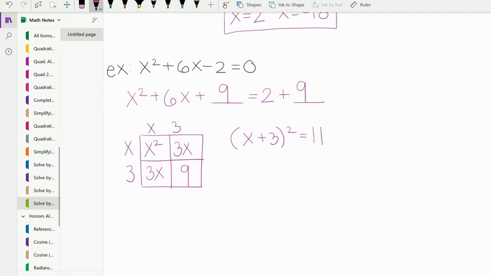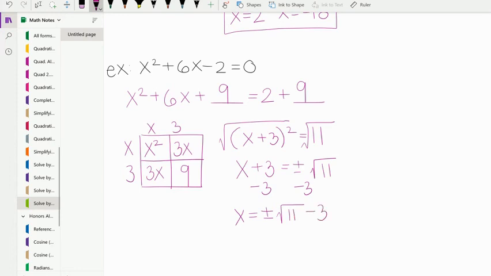In order to solve this, I need x by itself, so I have to get rid of that squared by square rooting. So I get x plus 3 equals automatically plus or minus, and then the square root of 11, and then I can subtract 3. So I get x equals plus or minus the square root of 11 minus 3. And that would be it because I can't take the square root of 11 and get a nice number. So we just leave it like that.